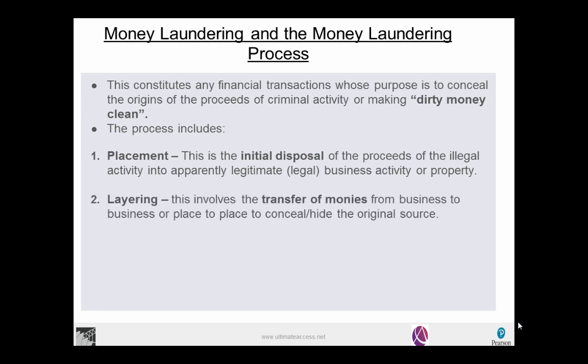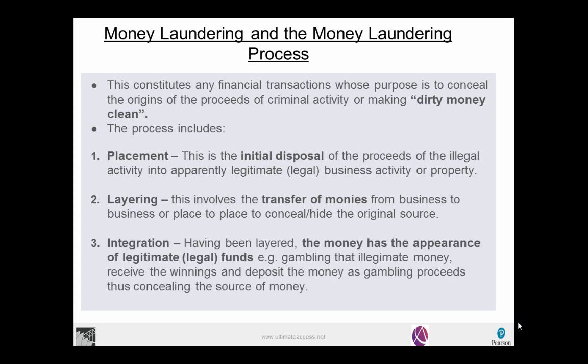Two, layering. Now, the word layering, imagine when you assume a layer just means from one side to the other, from one side to the other. So you're trying to transfer monies from one business to the other, from one place to the other. So it keeps on hopping from business to business. You ideally hide the original source.